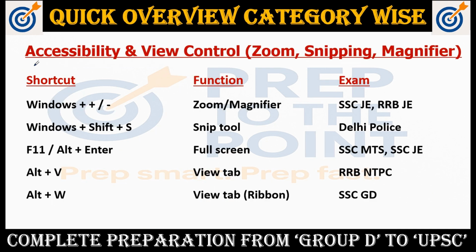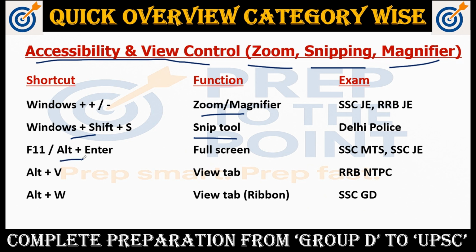Next category is accessibility and view control, that is zoom, snipping or magnifier. Windows plus plus, zoom or magnifier. Windows plus Shift plus S, snipping tool. F11 or Alt Enter, full screen. Alt V, view tab. Alt W, view tab in ribbon.